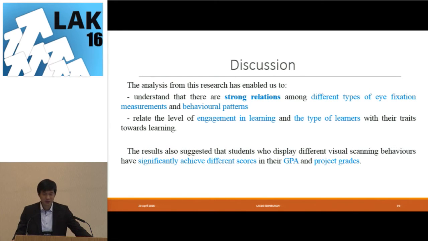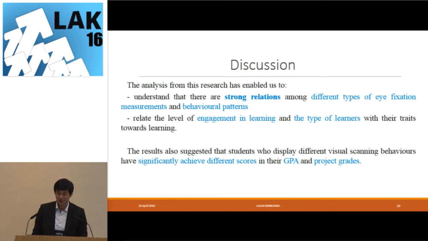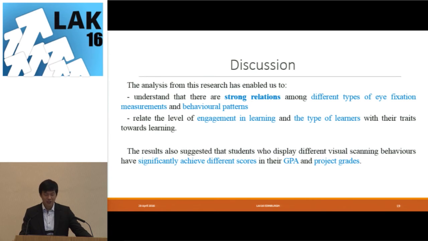All right, to wrap it up, this is very much on the surface, I must say. That is only the tip of the iceberg, because we have also discussed in our team that there are for sure more patterns than just these. There are many patterns, perhaps transient ones or variations of patterns, that are yet to be discovered. But from this experiment alone, we are able to see and understand that there are strong relations among different types of eye fixation measurements. And from these measurements, we are also able to relate to the engagement of learning and the type of learners, meaning how they approach learning.